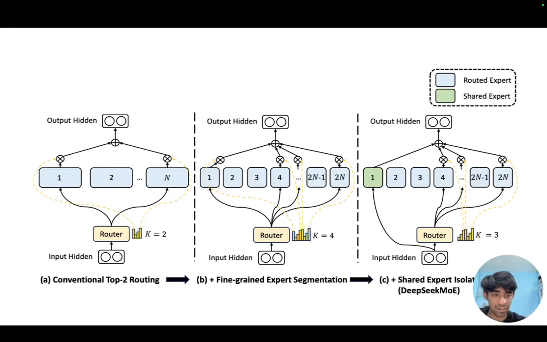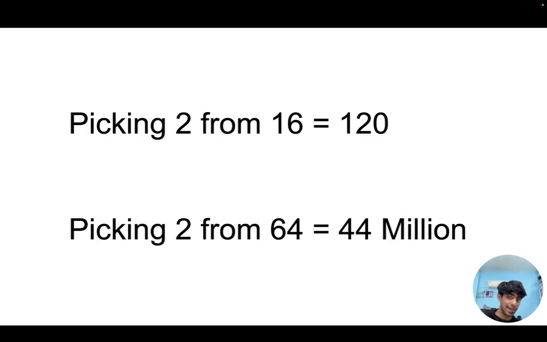Let's say the current status, I'll show you. Taking 2 from 16 experts, you just have 120 combinations. But picking 2 from 64, it has 44 million combinations. Obviously, we won't be picking only 2.